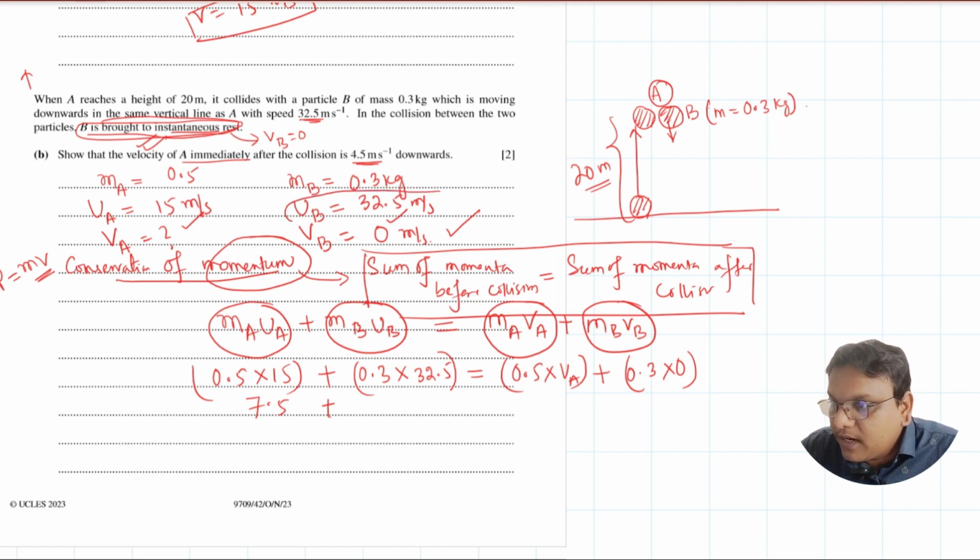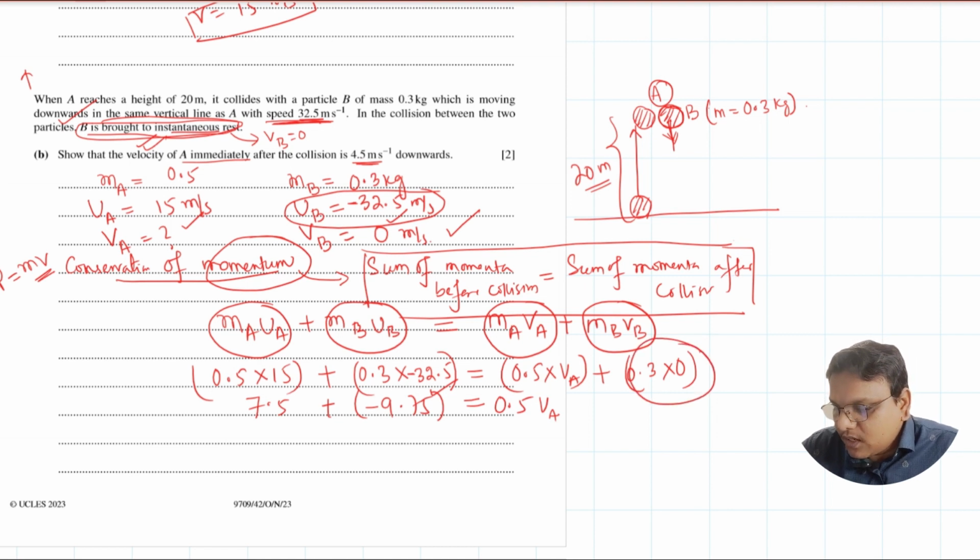One more thing I think I've skipped here. The initial speed u_B will be negative. Why? Because it was moving downwards. You can see the speed given, 32.5 meters per second, was moving downward. Definitely the direction matters here. So in momentum, please put the u value of B as minus 32.5. Got it? That is most important also. So 0.3 times minus 32.5, if you put it in the calculator, I hope you get minus 9.75, which is equal to 0.5 v_A, and the last term becomes 0.